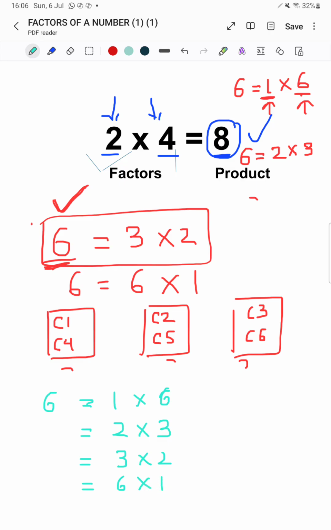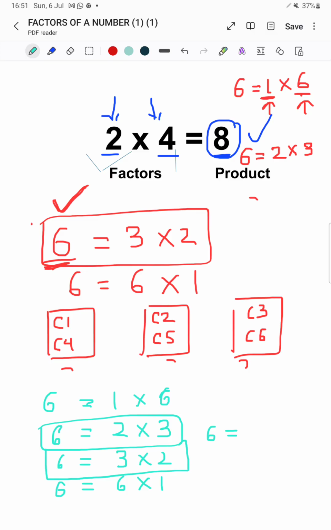Now basically, as I told you, one important point: multiplication is commutative. What does it mean? If I am writing 6 as 2 by 3 or if I am writing 6 as 3 by 2, they are considered as one thing only, the same sentence. So 6 can be written as 2 by 3 and 3 by 2. This is one and the same thing.